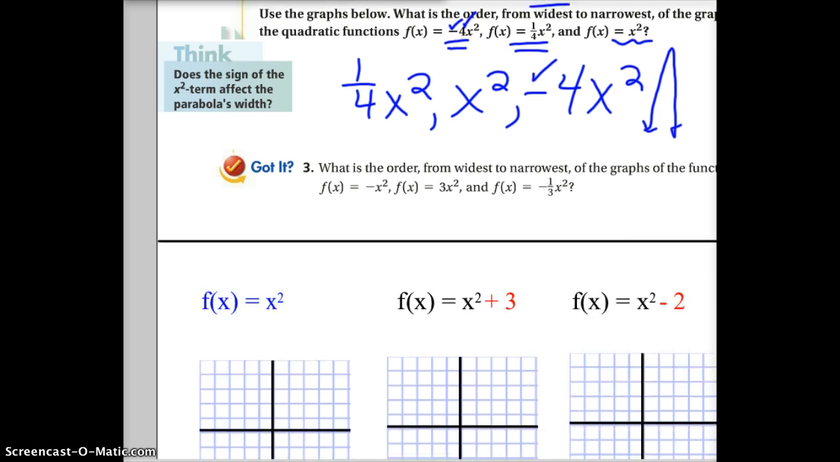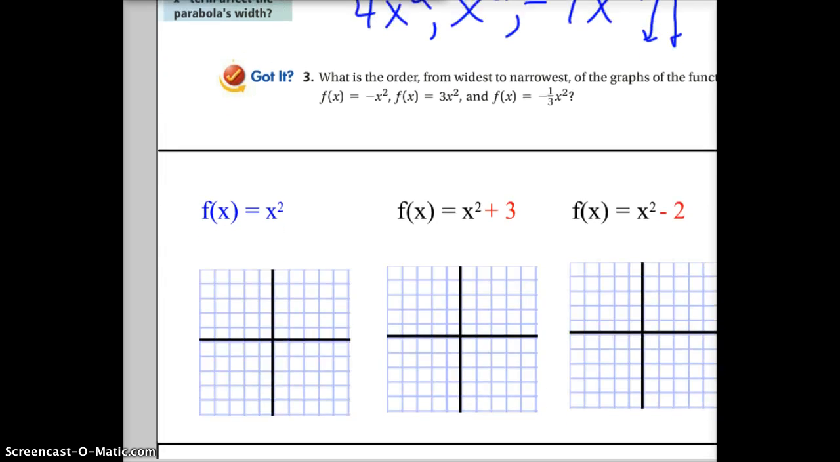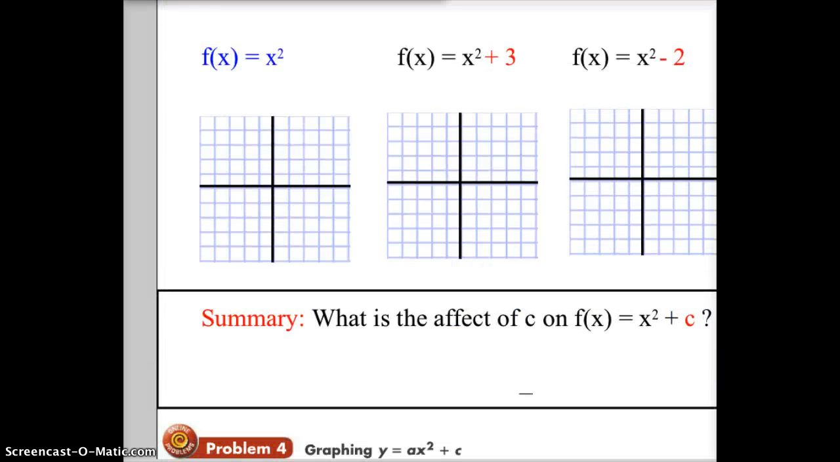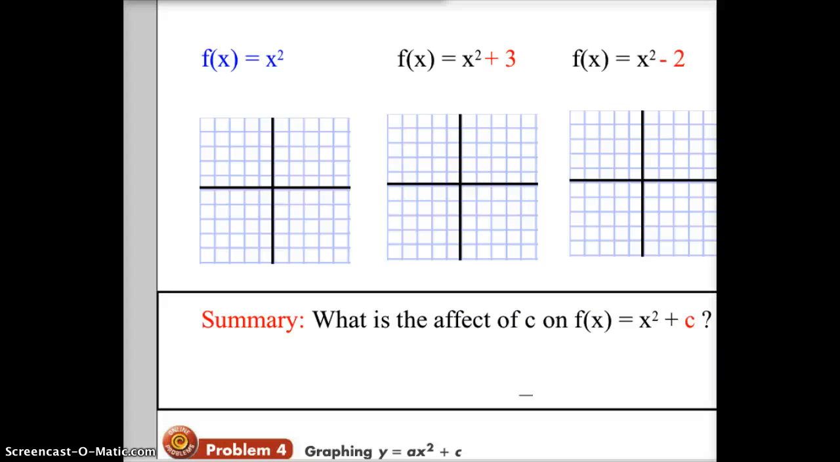There's a couple of those in your notes. I'm going to skip this one for time's sake. And now we're going to see what the effect of tacking on a c here does to the graph. So notice here's my parent function again, 0, 0, 1, 1. 2 squared is 4, negative 2 squared is 4, going like this. We're going to see what effect adding or subtracting something does to it.